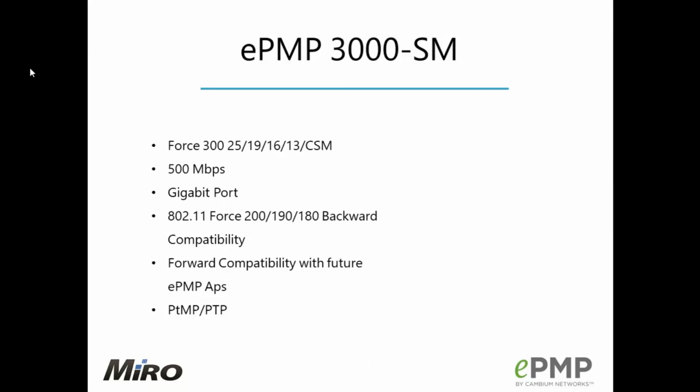It's got gigabit ports to obviously support speeds over 100 megabits per second. If you're looking at using the older generation 802.11n Force 200, Force 180 and Force 190 units with the ePMP 3000, that can most certainly be done. The ePMP 3000 is backward compatible, but as I said earlier, you will have to step the whole network down to 802.11n to work with these older generation units.